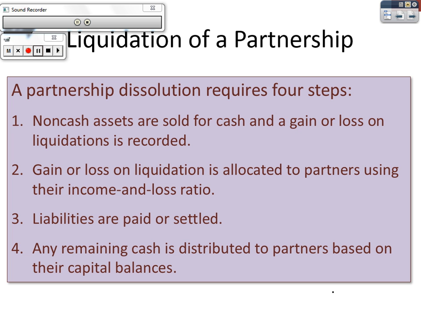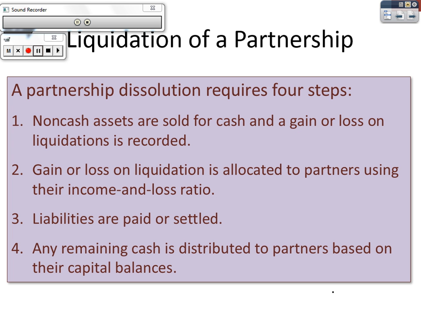So here's the liquidation, 4 steps. I need you to remember these. These are very important. First, non-cash assets are sold for cash and a gain or loss is recorded, right? The reason we care about what they were sold for is that the proceeds have to be distributed after liabilities are paid, of course. Second, gain or loss on liquidation is allocated to partners using their income and loss ratio. You remember that stated ratio we talked about? That's where that comes in.